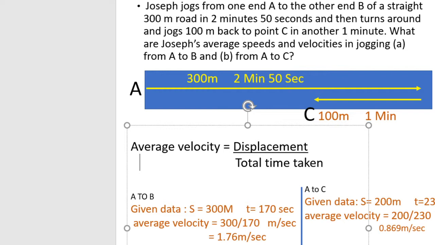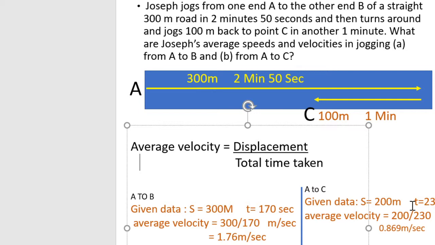What will be the total time? Total time will be 170 only, because he takes 2 minutes 50 seconds, which is 170 seconds. Correct? So if you divide, you will get 1.76 meters per second. That is the average velocity.